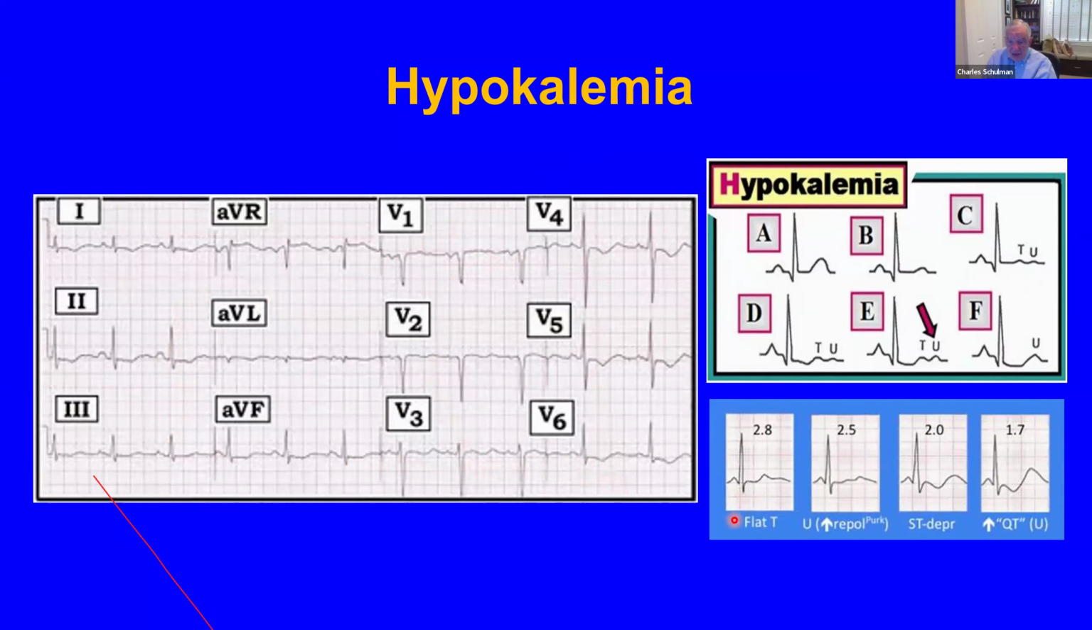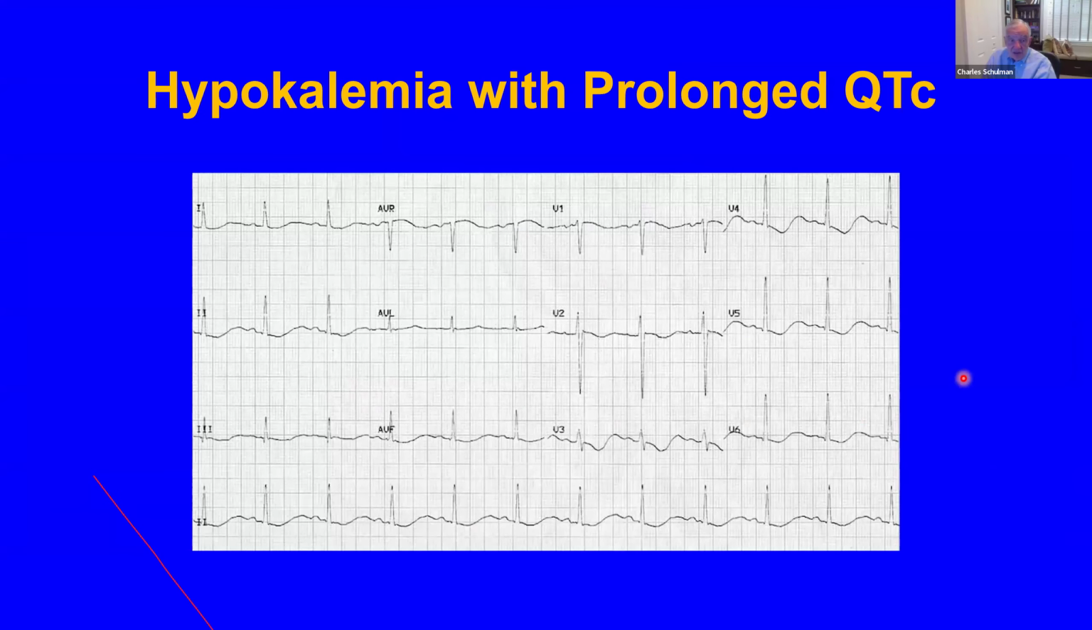And if you look down here, this is the sequence, right? You get these minor changes, and then you get flat T waves and a prominent U wave, then you get ST depressions, and then a prolonged QT. And here's a patient with hypokalemia and prolonged QTc. As you can see here, the QT is very long.